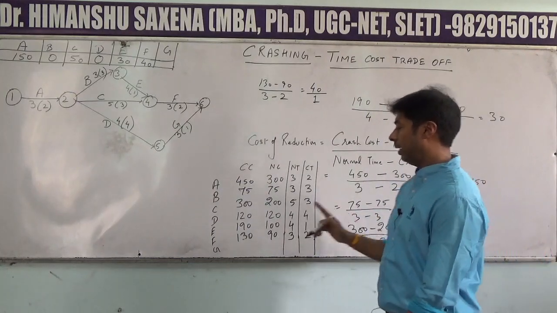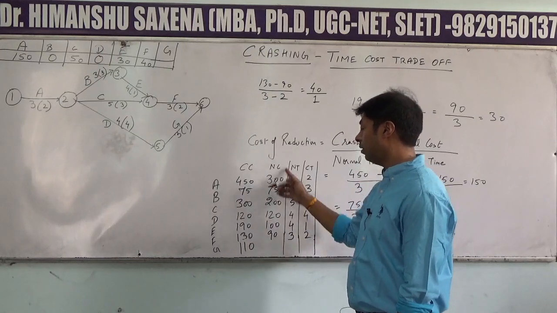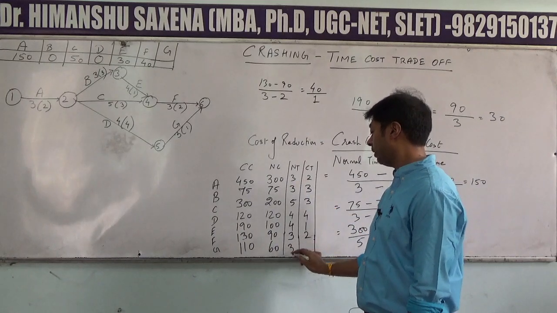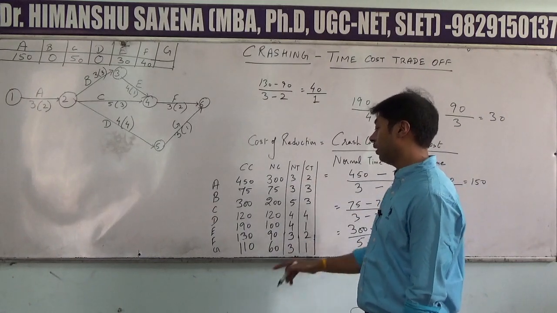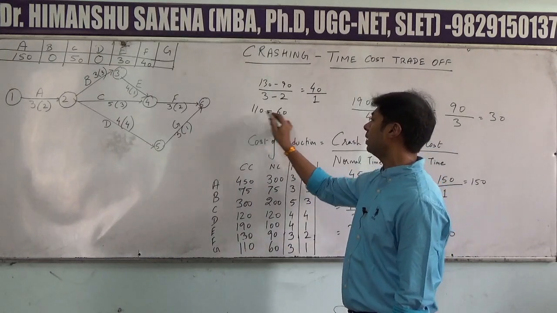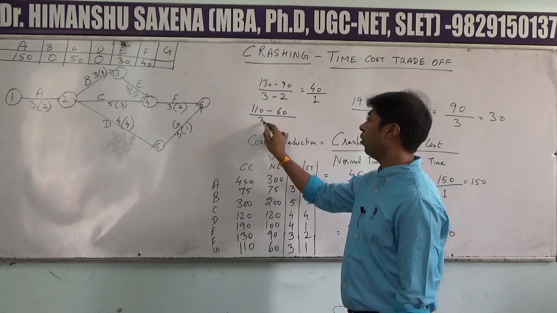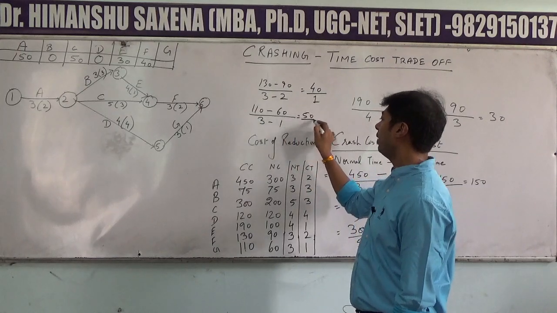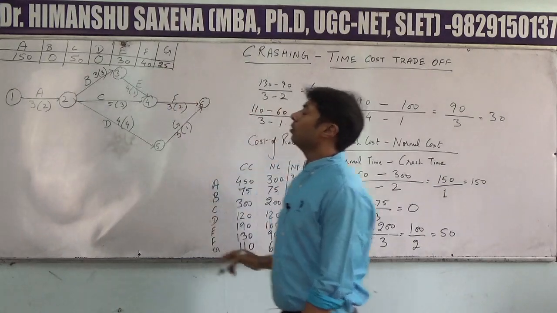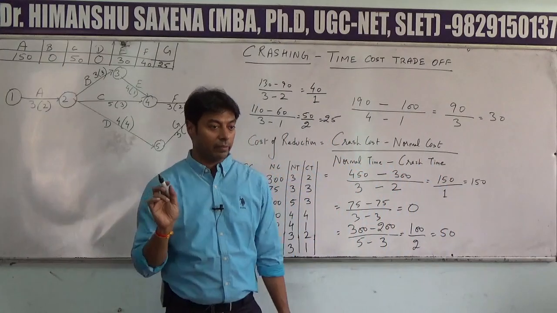Now the last one, activity G. What is the crash cost? 110. What is the normal cost? 60. Normal time 3 weeks and crash time 1 week. So now by placing all these values in our formula, 110 minus 60, crash cost minus normal cost, whole divided by normal time minus crash time. So 50 divided by 2 will be equal to 25. So this is how we are going to calculate the cost of reduction of each activity.